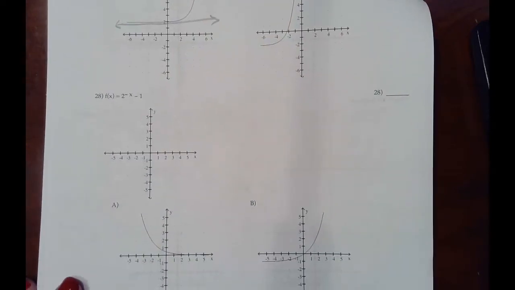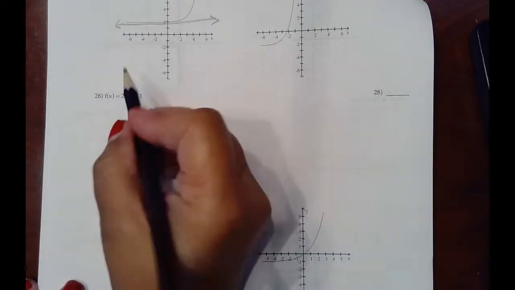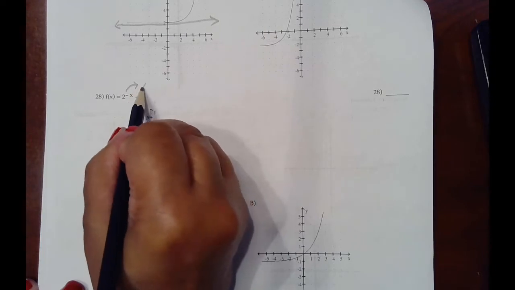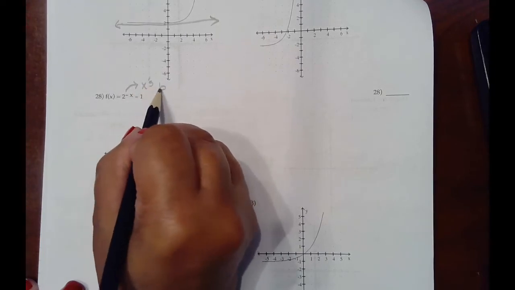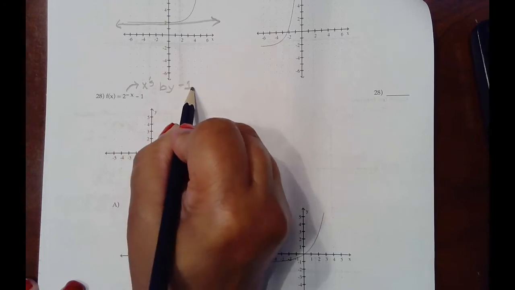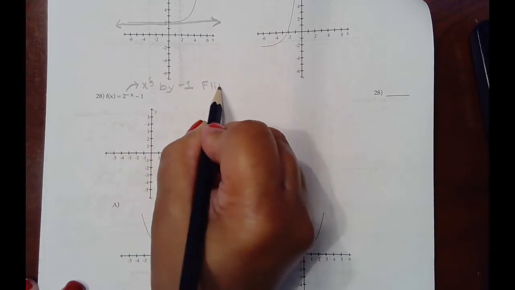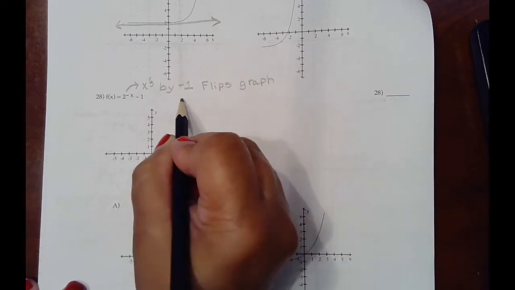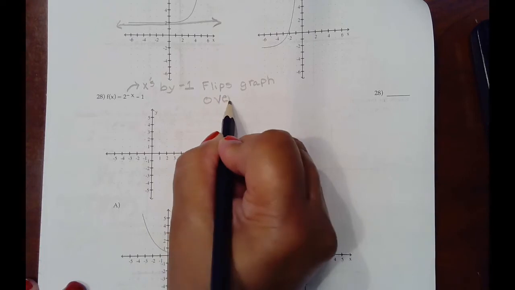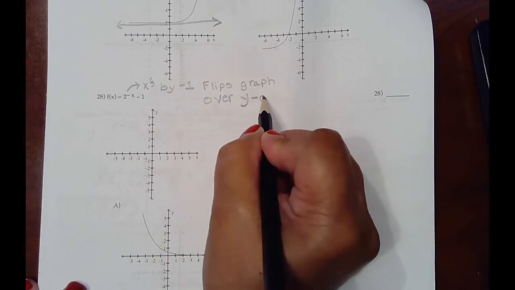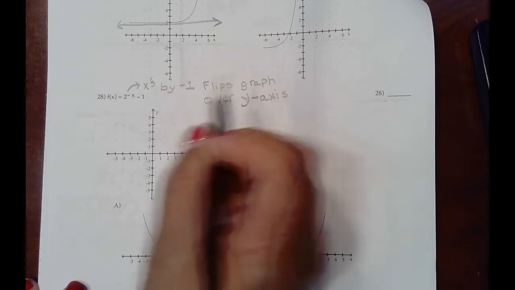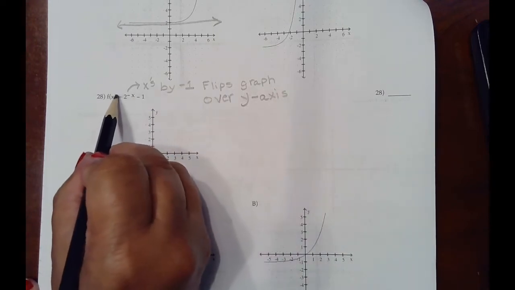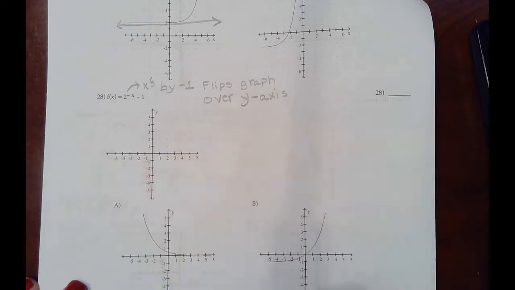Okay, moving to this. Now, you also have to know what happens when you multiply certain things by negative. When you multiply the x's by -1, it flips the graph over the y-axis. Whereas if the negative multiplier had been out here in front of the base, it would have flipped it over the x-axis.